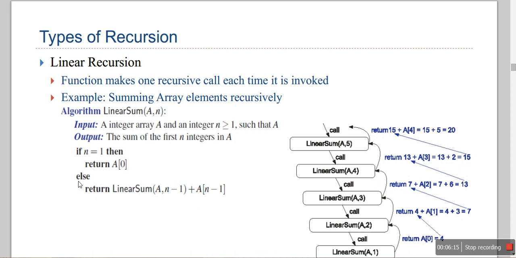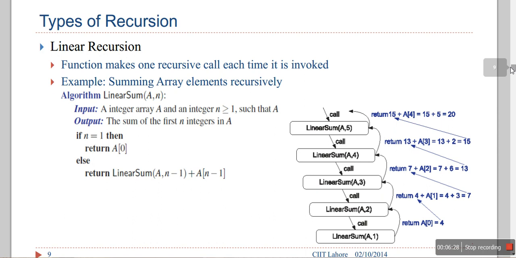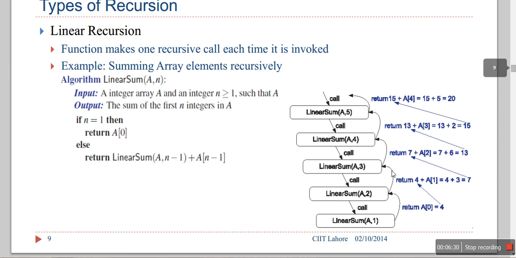Else return linear sum of A and n minus 1, plus A of n minus 1. We call the linear sum function again and add A of n minus 1, so it adds the numbers step by step.